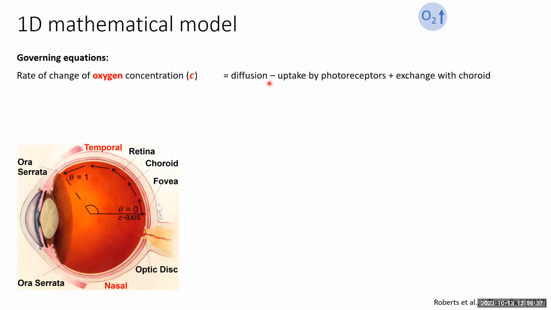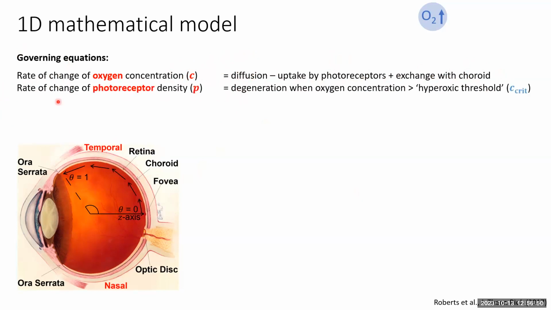To account for that, we're looking at the diffusion of oxygen as it goes towards the ora serrata or towards the fovea, the uptake of oxygen by photoreceptors, and its exchange with the choroid, which supplies oxygen to the retina. And in the second equation, we'll look at the rate of change of the photoreceptor density and how that evolves through space and over time.